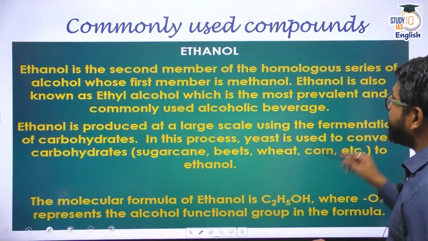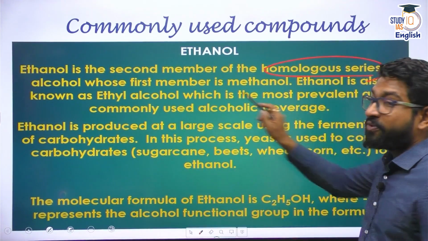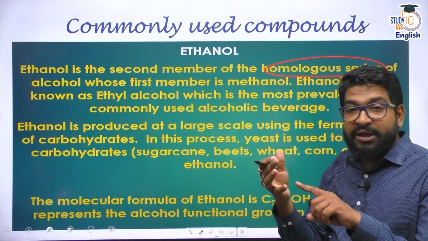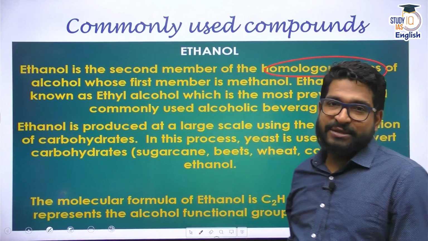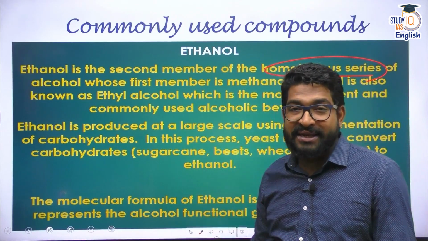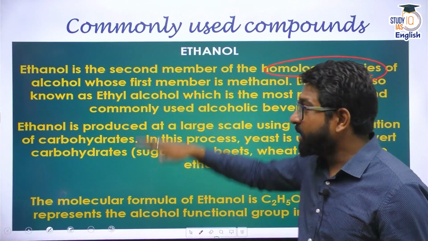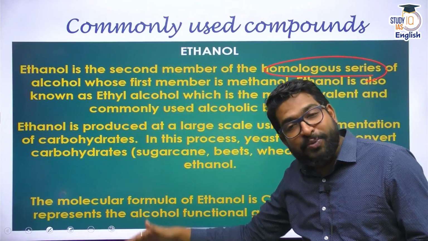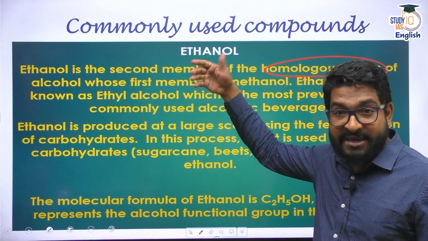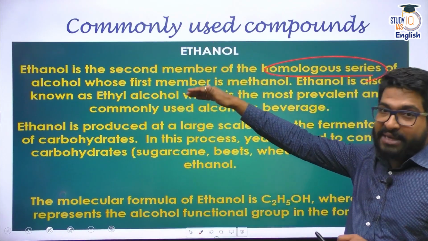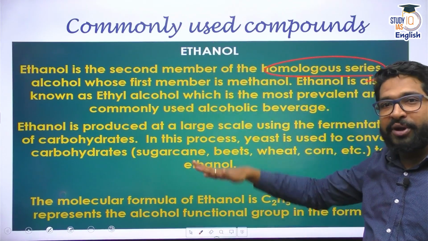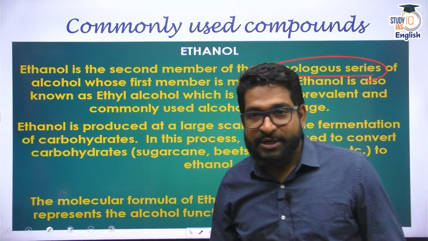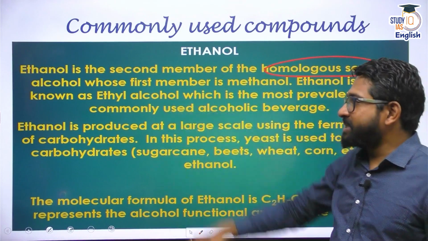Ethanol is the second member in the homologous series of alcohol. Please remember, homologous series does not simply mean alkanes, alkenes, and alkynes. Homologous series can also be of alcohol, meaning methanol, ethanol, propanol, butanol, pentanol. That is also a homologous series. Or for example, acids: methanoic acid, ethanoic acid, propanoic acid, butanoic acid, that also becomes a class of homologous series. So in the homologous series, the second product is ethanol.